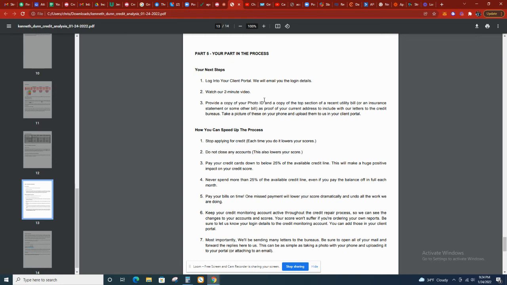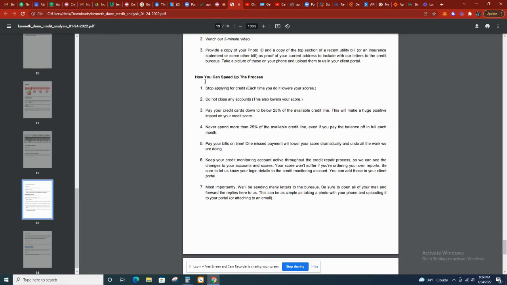Provide a copy of your ID. I'll still need a copy of your driver's license, ID, or utility bill, etc. And here's how you can help speed up the process. Do not apply for credit while we're working at fixing your credit file. Do not close any accounts. This will lower your scores.